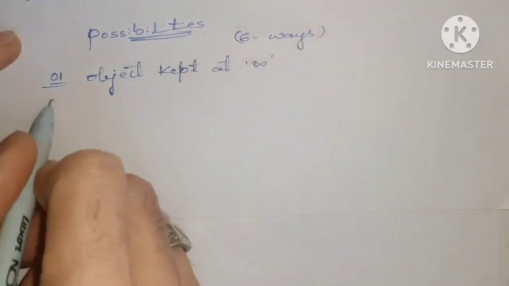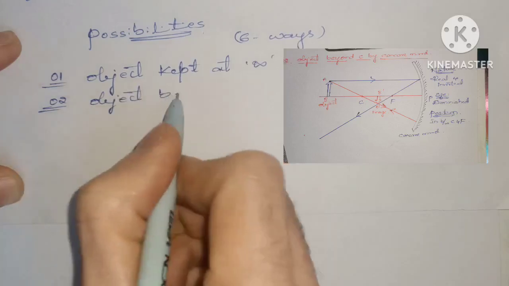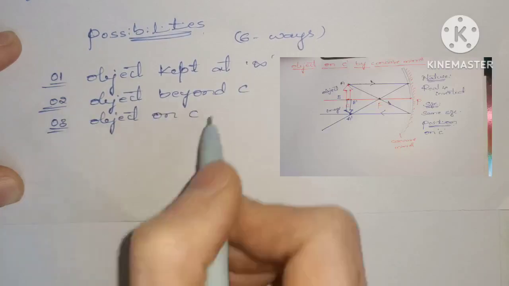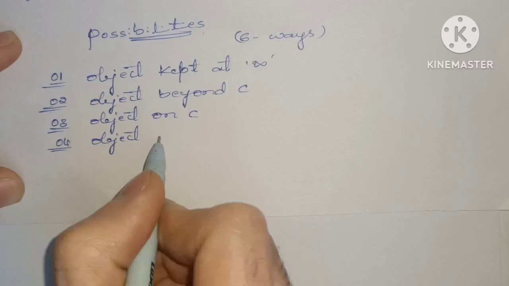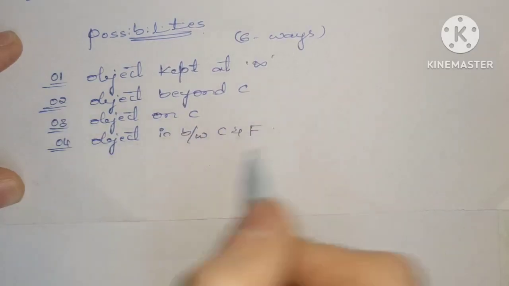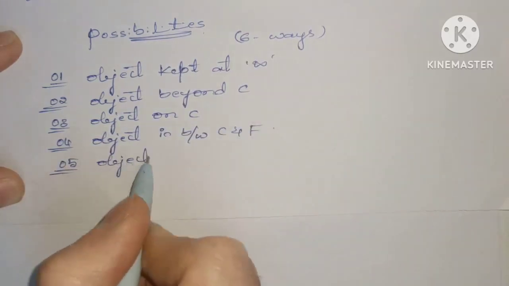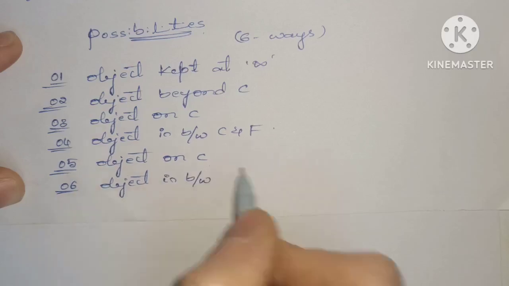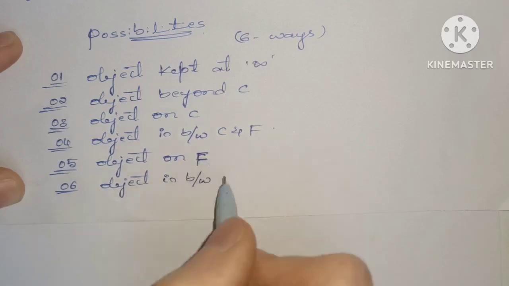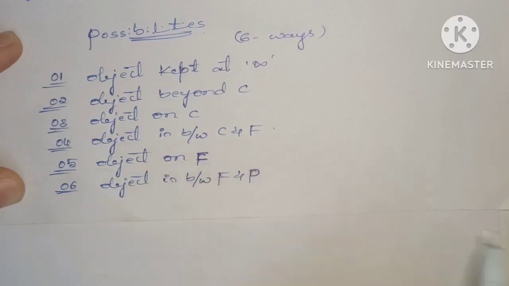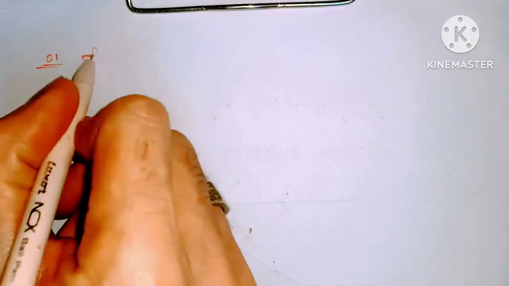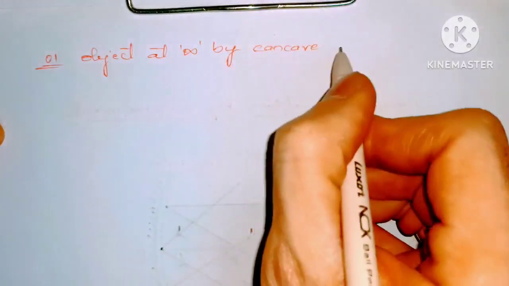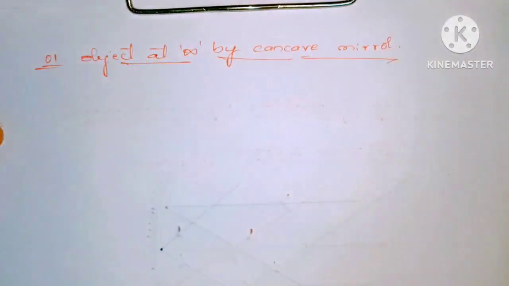Now the possibilities we are seeing: the first possibility is object kept at infinity, then object beyond C. Now the third construction is object on C, the fourth construction is in between C and F, the fifth construction is object on F, and the last one is object in between F and P, the pole of the mirror. Now let's see the first construction, object at infinity by concave mirror.